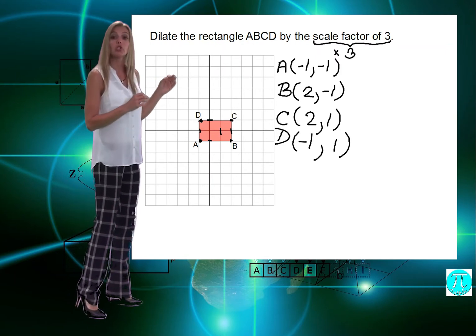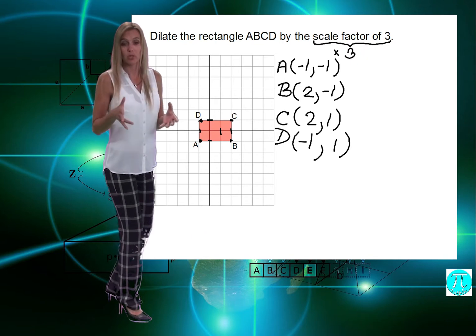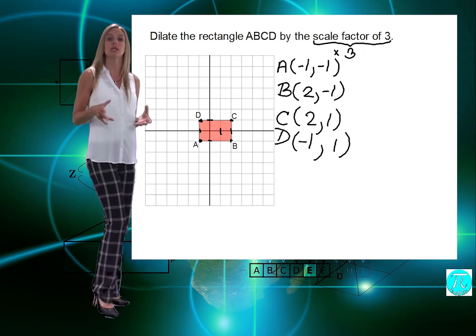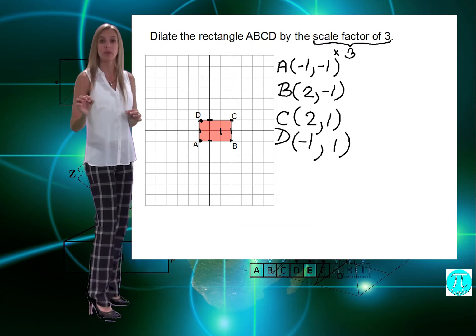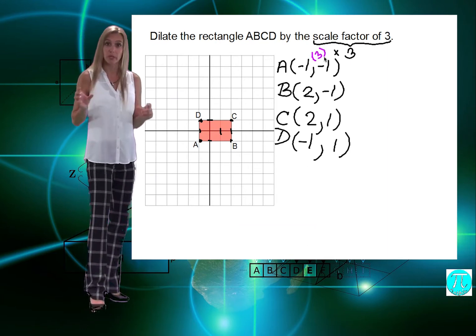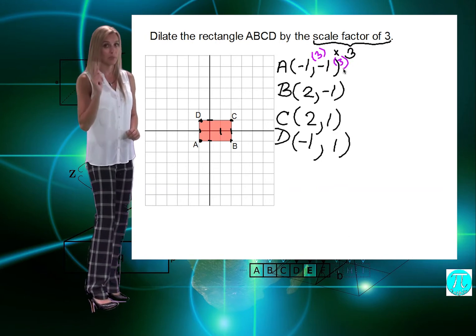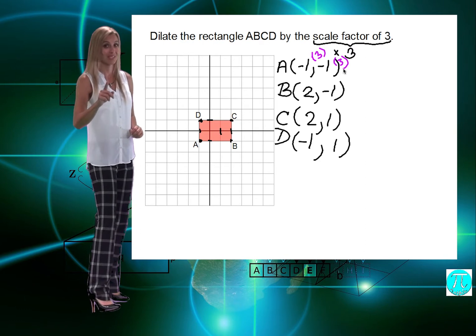Now what are we going to do to scale this image? We have to multiply every number we see, every coordinate, by 3. And I would like for you to think about, do you think we're going to make this image bigger or smaller? Our scale factor, think about it, is bigger than 1. Let's see what's going to happen.